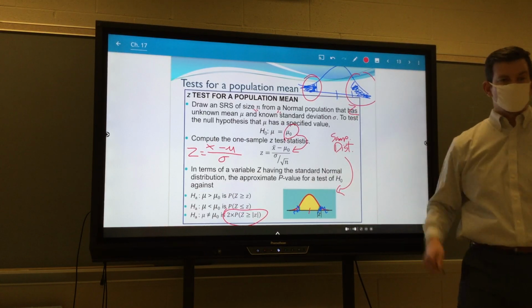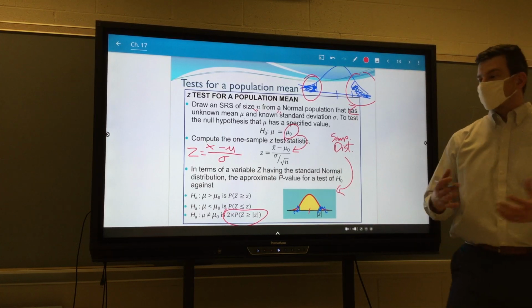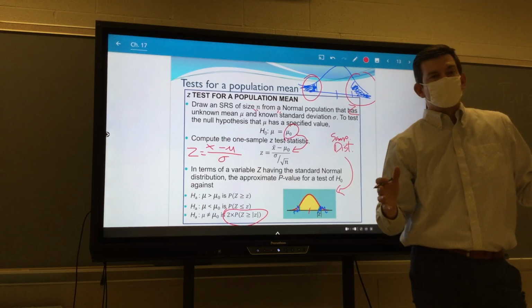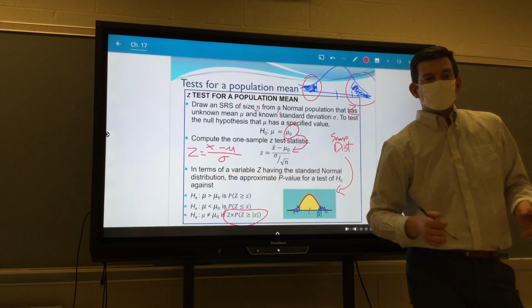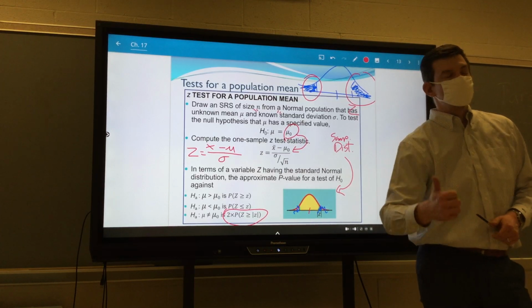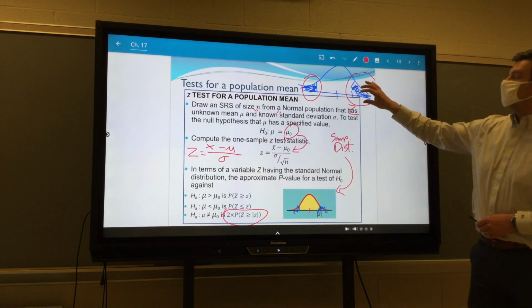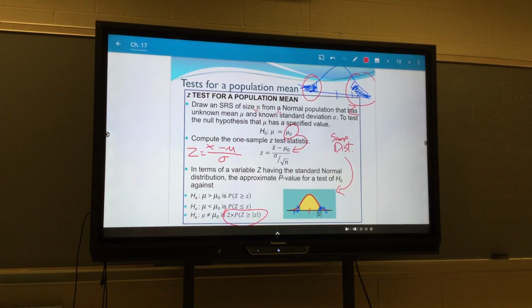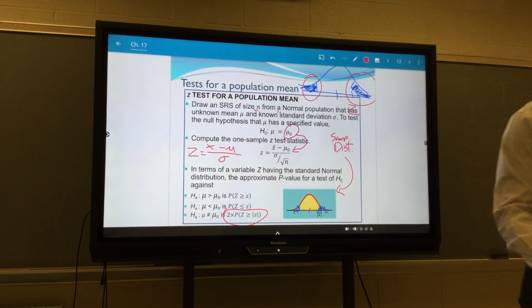This area under the curve, which is one of the decimals in those fields on your z-score chart, that is a p-value. For a two-sided alternative hypothesis, you multiply that by 2. Questions so far?